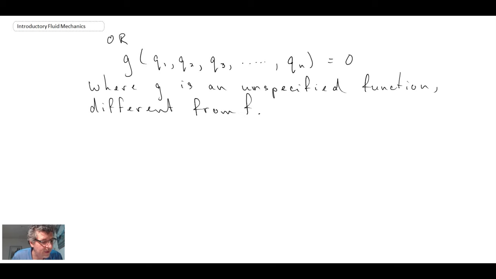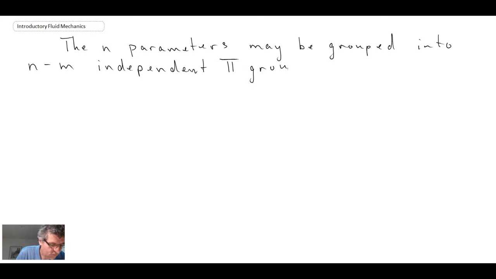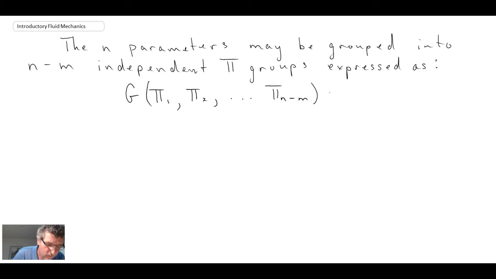So let's assume that we have a scenario where we have all of these different parameters, 1 through n. One of them is dependent, the others are independent. Looking at the Buckingham Pi theorem, what the Pi theorem says is that our n parameters can be grouped into n minus m independent Pi groups, where we could rewrite that function with a new function now. So n was the number of parameters that we had. I haven't defined m yet, but I will in a moment.